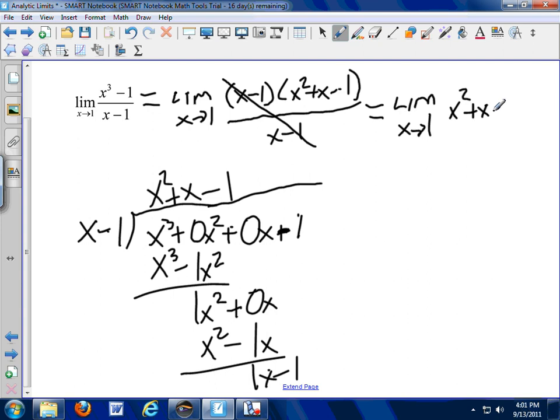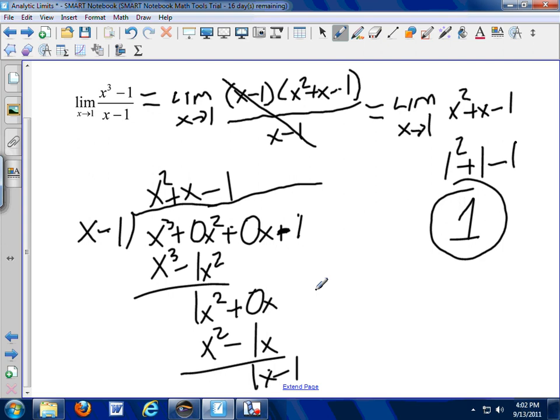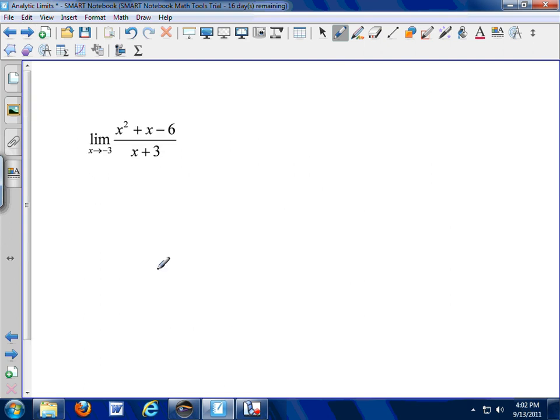equals 1. Right? So when x is 1, I get 1 squared plus 1 minus 1. Plus 1 is 2, 2 minus 1 is 1, so this function has a value of 1. The limit of this function is 1, the limit of my equivalent function is 1, they're the same. So we're just trying to find that equivalent function. Okay? I think I'll leave this one for you to do.